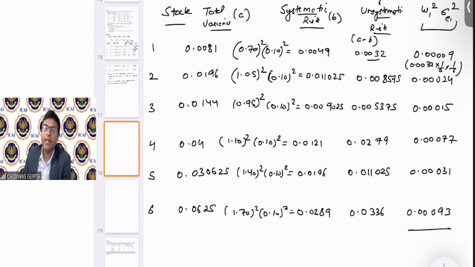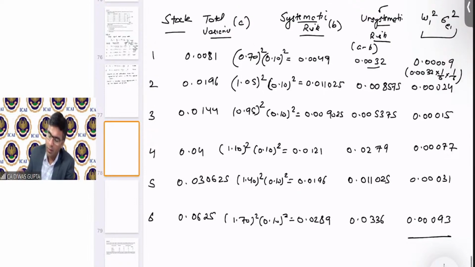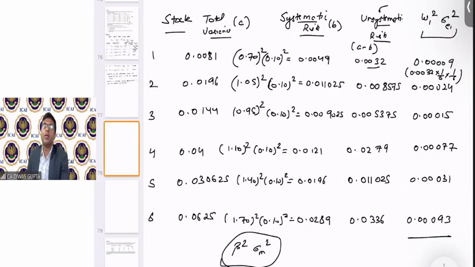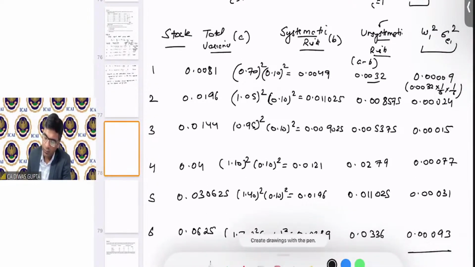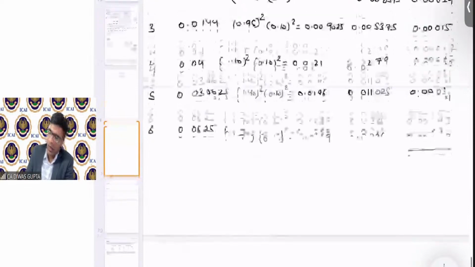0.10, Mansha, is actually the market risk that is given in the question. This is beta square into standard deviation of market square. This is the formula for systematic risk. That's what we have used. Okay, then next.